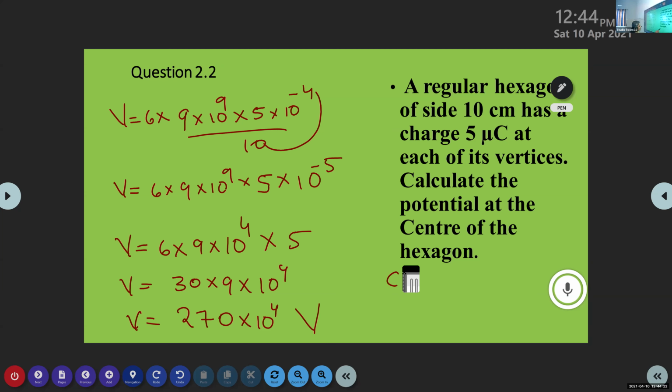C is equal to QV. From that equation, you are writing it Coulomb per meter, right? Yes, ma'am. Okay. So you only need to write volt, since it is potential. Calculate the potential at the center of the hexagon. So V is equal to 270 into 10 raised to 4 volt.